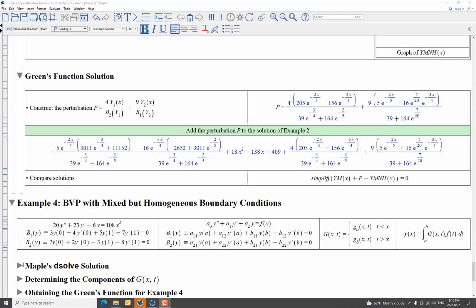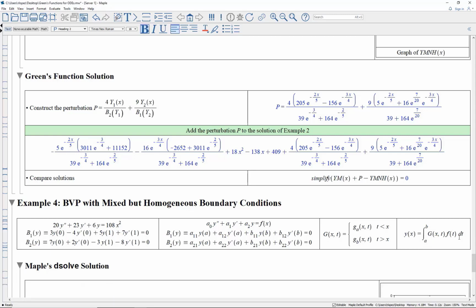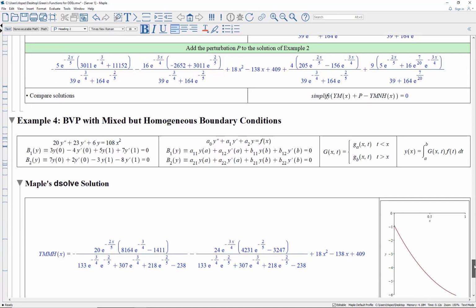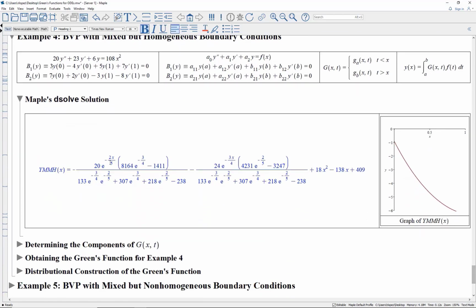So again, let's just get a solution from Maple's dsolve command, so we've got something to compare to. This is what the solution will end up looking like. This is what its graph will be. Y Maple mixed homogeneous. So how do we get these two chunks of the Green's function? This thing called GA and this thing called GB.